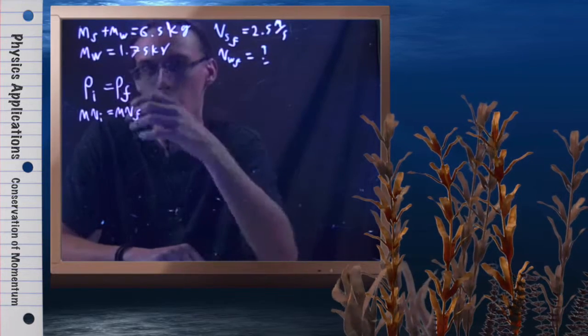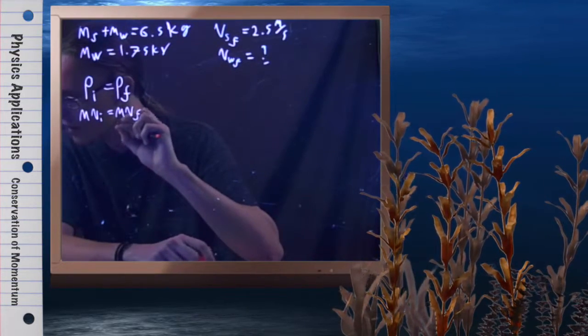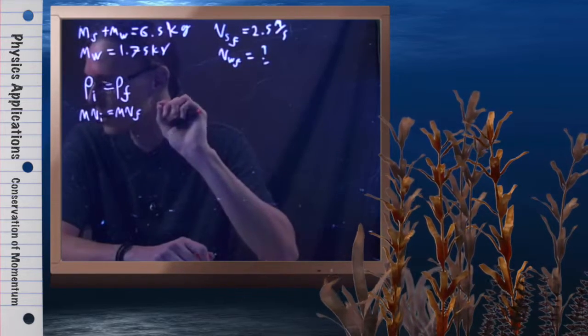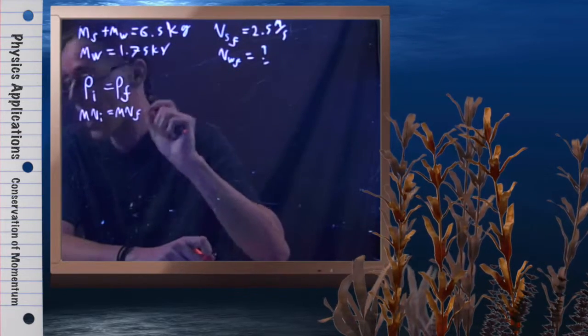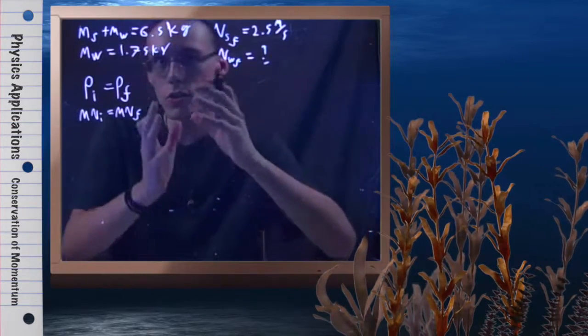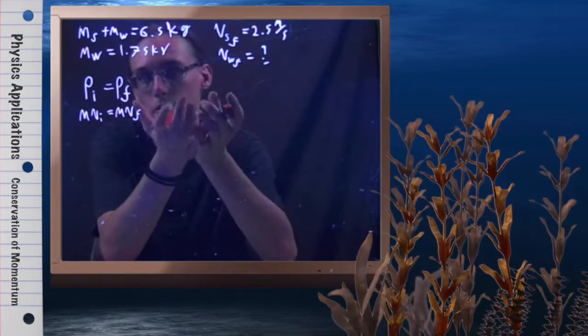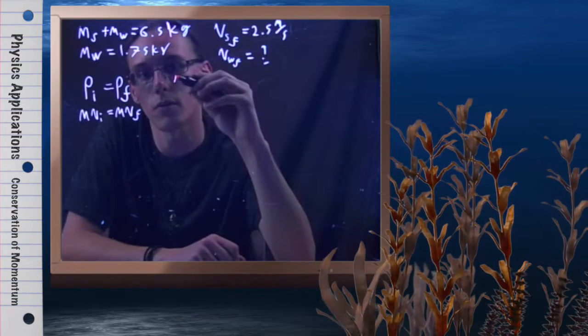So let's do this. It says that a 6.5 kilogram squid, including the water, at rest suddenly sees a predator. So to start with, the squid is just there. It's just floating in the water, not doing anything. In other words, the initial velocity is 0.